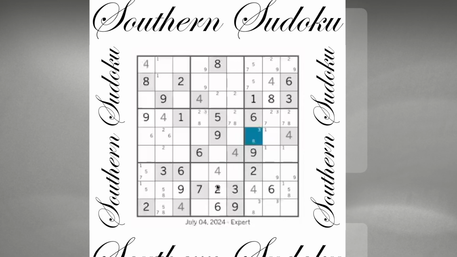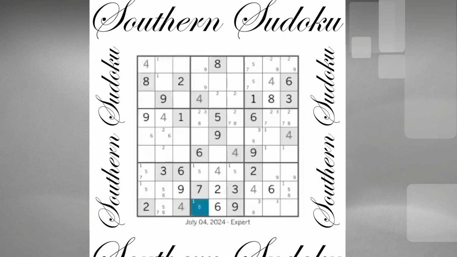Let's talk about this block. We need a 1, and a 1 can be anywhere. I have a 2, 3, 4. We need a 5, and a 5 can be anywhere. I have a 6, 7. We need an 8. Oh, for heaven's sake, an 8 can be anywhere.